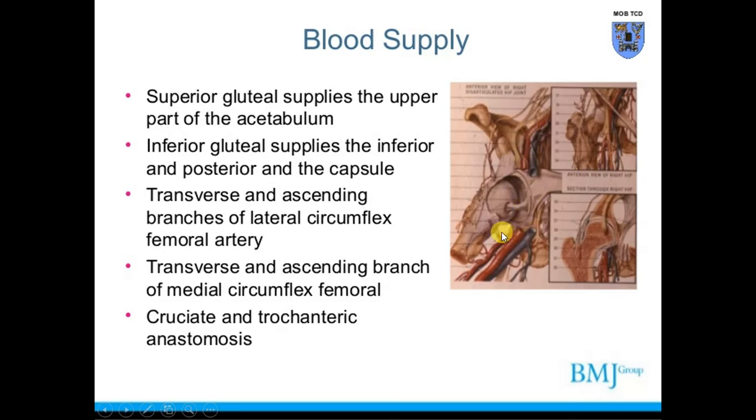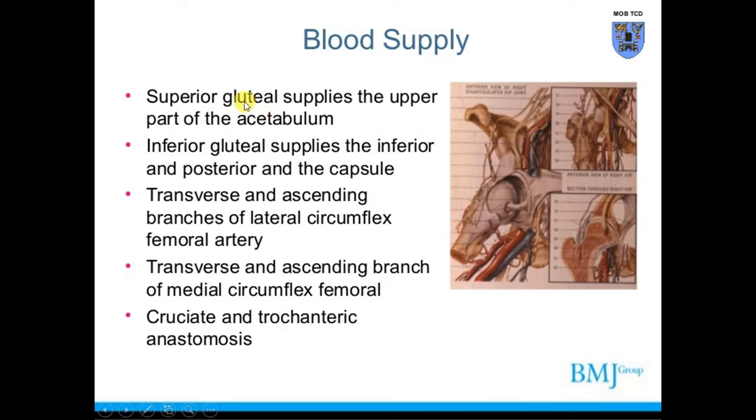So here you can open up the diagram in your atlas and appreciate the vessels which are supplying the head of femur through branches of the medial and lateral circumflex femoral, and from above the superior and inferior gluteal arteries will supply the acetabular part of the hip joint.